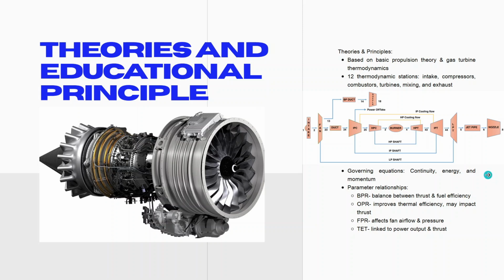The relationships between BPR, OPR, FPR, and TET with performance outputs are well established in literature. BPR affects the balance between thrust and fuel efficiency. OPR improves thermal efficiency but may impact thrust depending on design. FPR influences airflow and pressure across the fan stage. And lastly, TET is directly linked to power output and thrust potential.